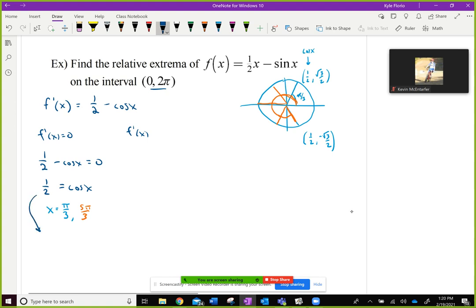You could have also gotten one of them by just doing, if you're ever trying to uncosine something and you got something not easy like 1/2 that's on the unit circle, you could have just done the inverse cosine of 1/2, and that'll tell you what x is. Or some people call it the arc cosine. But anyways, use the unit circle. So these are my critical numbers.